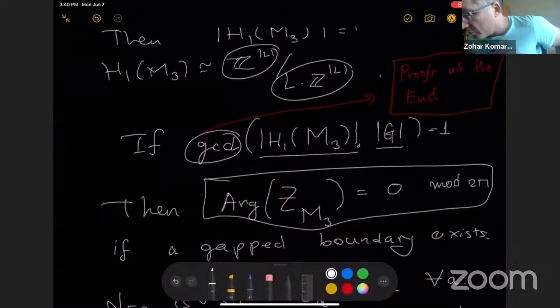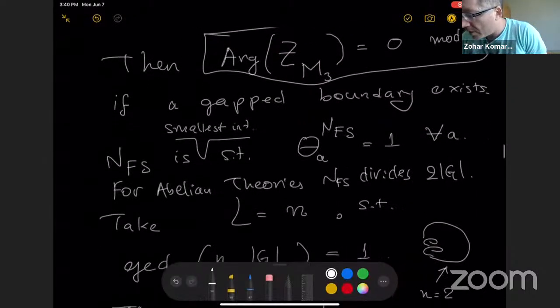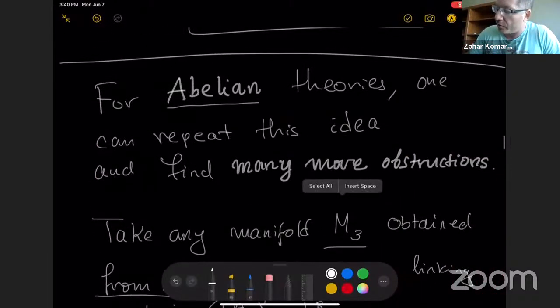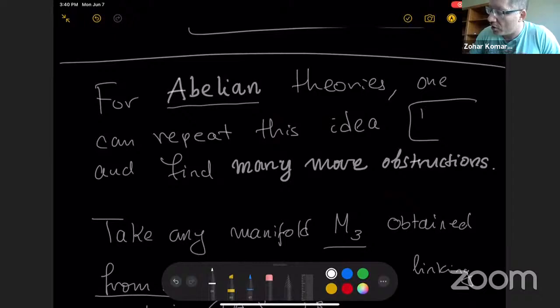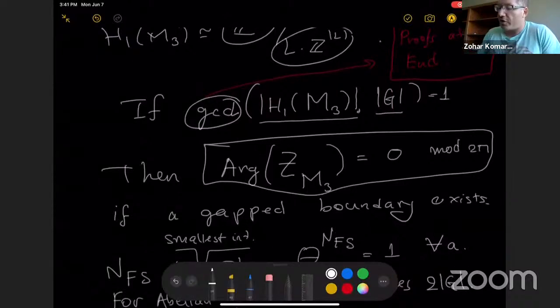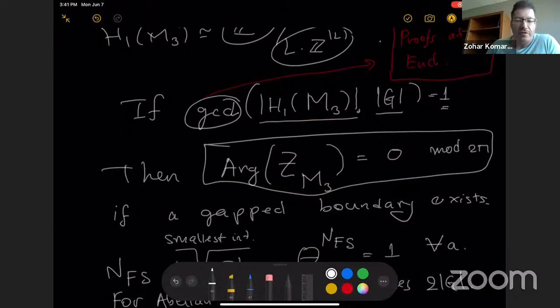So here I've introduced some notation that didn't appear before, and I'm only defining it later, but let me just say that for abelian theories, I'll use the notation G just to stand for the number of anyons, including the one transparent anyon. So if the GCD of these two integers is 1, then we have a theorem, which is that the partition function has to be a positive number.